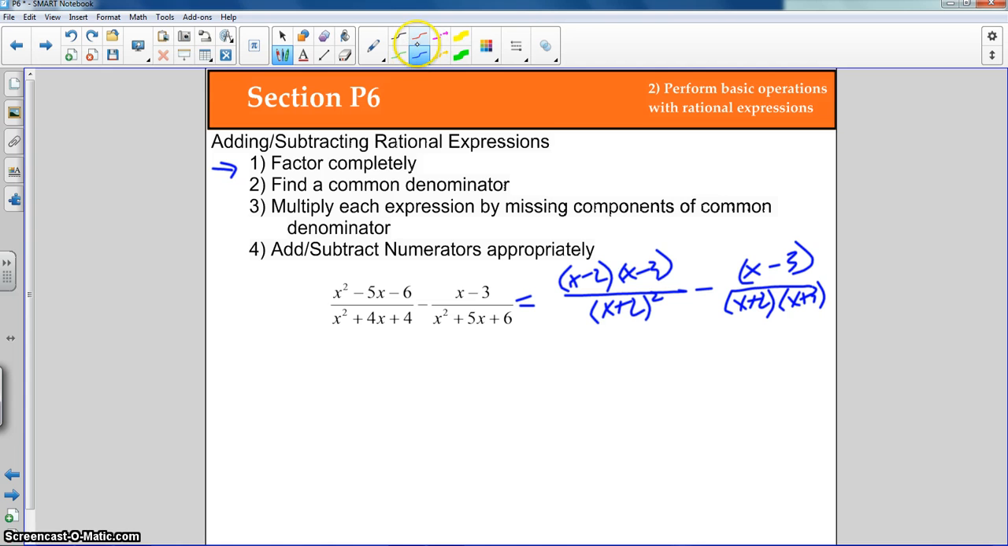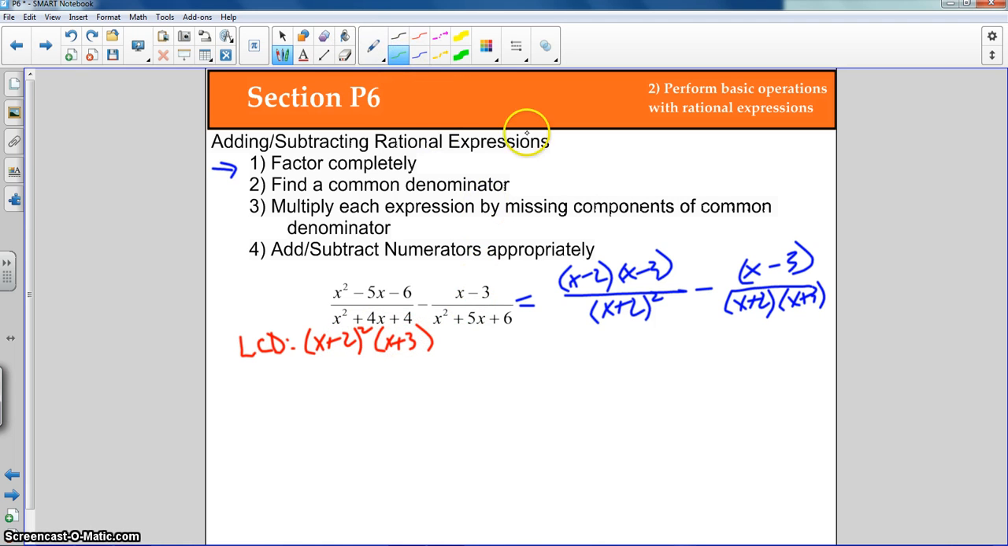Okay, so now I need to think, well, what is my least common denominator? Well, I have to look between these two terms. So I look at this first term. I definitely need an (x plus 2) squared. There's no ifs, ands, or buts about it. It definitely has to contain that. So two (x plus 2)'s. And now I look at that second one. Well, there is one present, so that's okay, and I can always add another. And then it also has to contain this (x plus 3). So my least common denominator here is going to be (x plus 2), that quantity squared, times (x plus 3).